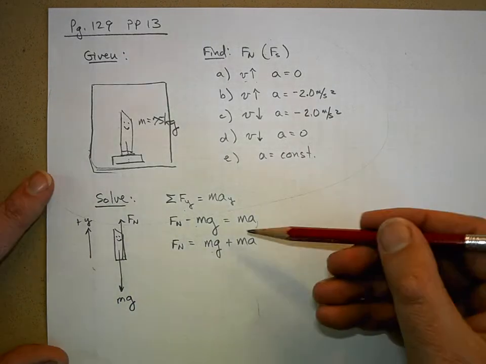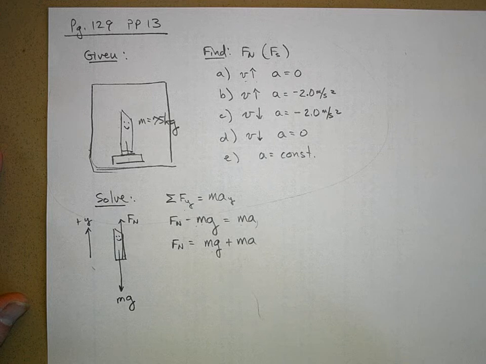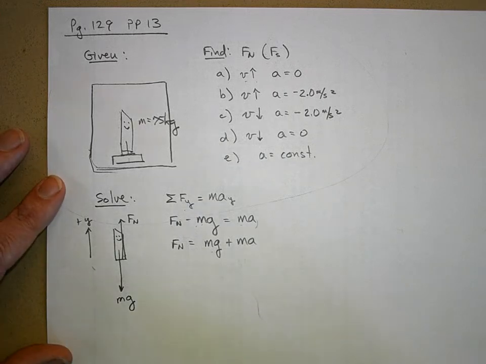See what I did going from here to here? I just added this to both sides. I added mg to both sides. Well, now I'm ready to do the rest of it for each part.